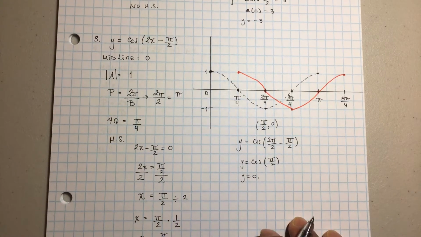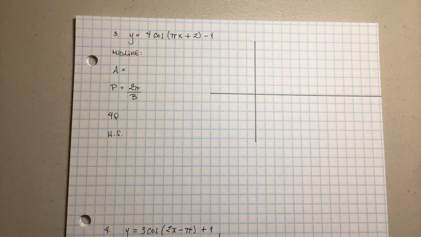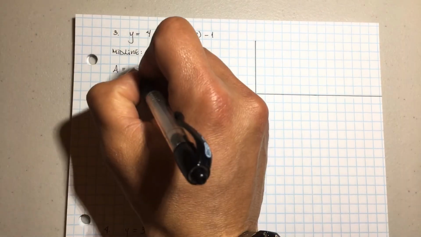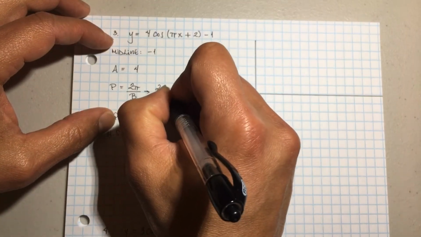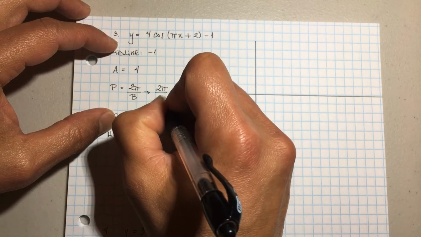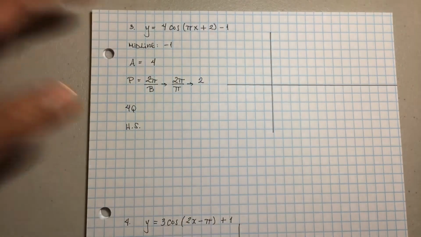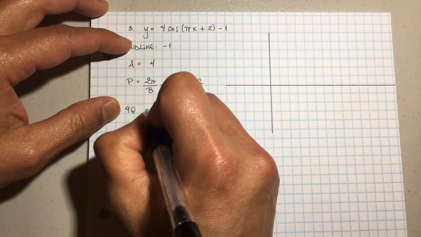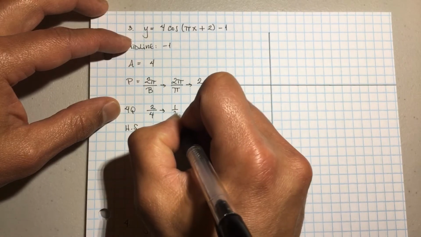So let's go ahead and see if we can do a couple more problems, guys. So the next one, same thing. Start off, what's my midline? -1. What's my amplitude? 4. What's my period? 2 pi over b. Okay, what's in front of the x? Well, it's a pi. Okay, so put pi. Divide that, 2 pi divided by pi. Well, that's going to give me 2. Cool. Let's just go ahead and do this part. Take my period, divide it into 4 sections. So that means you're going to have 2 divided by 4. Well, 2 divided by 4 is 1/2.